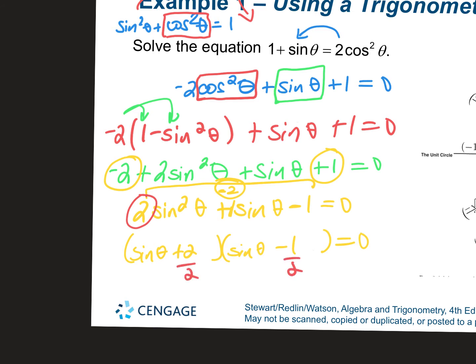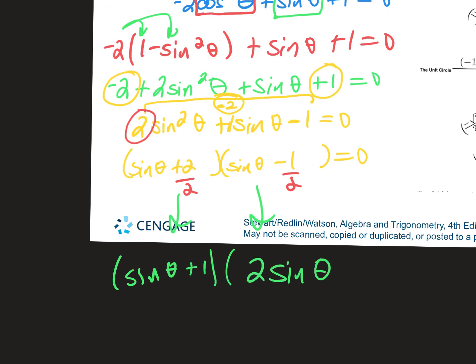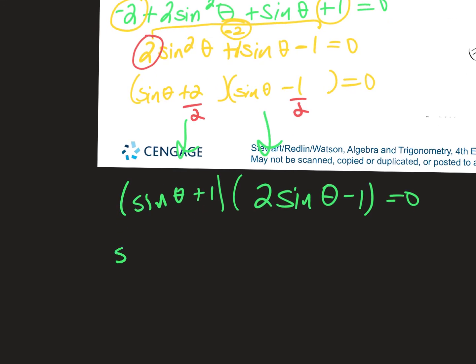Divide both of these by 2. So I end up here, I'll come down here, with sine theta plus 1 times 2 sine theta minus 1. Both equal 0, yeah? So now I just have two very basic trig equations to solve. The left-hand side, I have sine theta plus 1 equals 0. The right-hand side, I have 2 sine theta minus 1 equals 0.